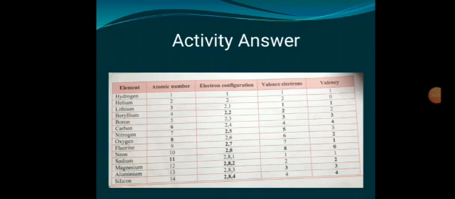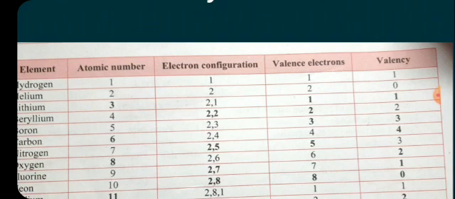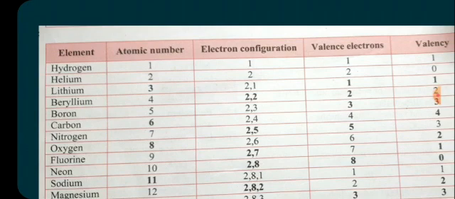This slide shows answer of previous activity. Hydrogen has atomic number 1, electronic configuration 1, valence electron is 1 and valency is 1. Helium atomic number is 2, electronic configuration 2, valence electrons are 2 and the valency is 0. Helium, neon, argon, they are all inert gases. Their outermost shell is completely filled and therefore they do not take part in chemical reaction. They are chemically inert and therefore their valency is 0.